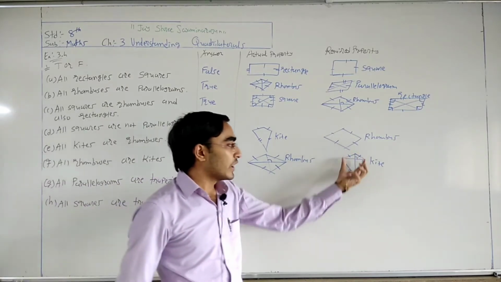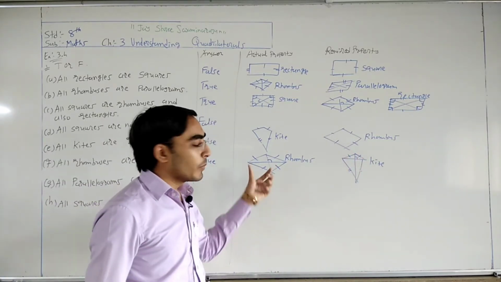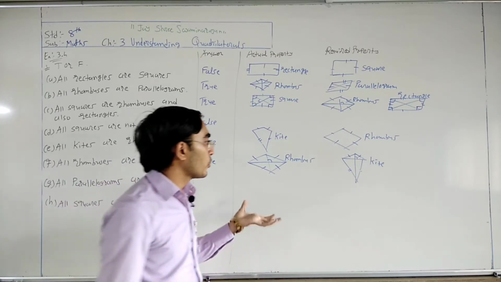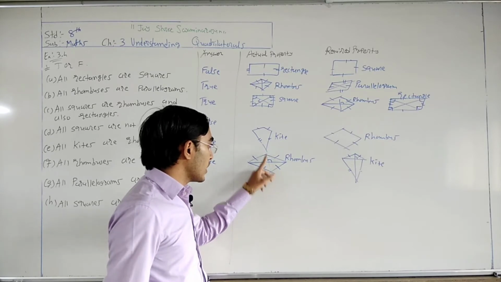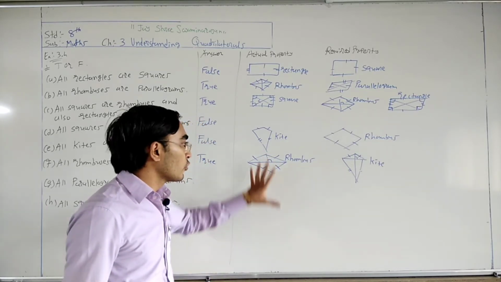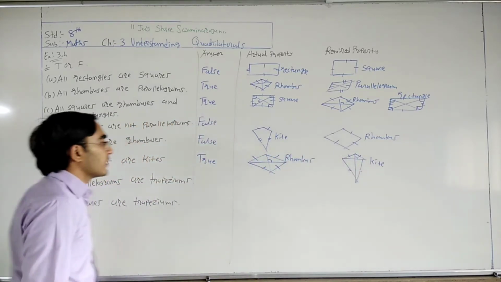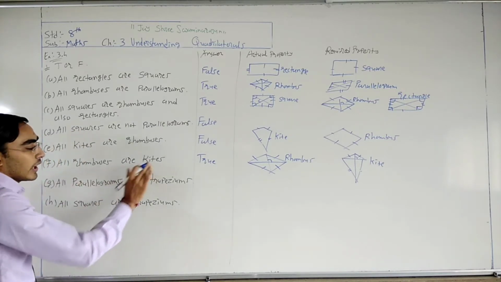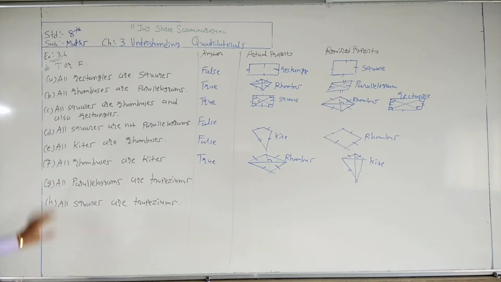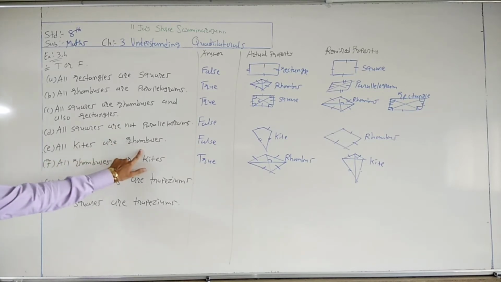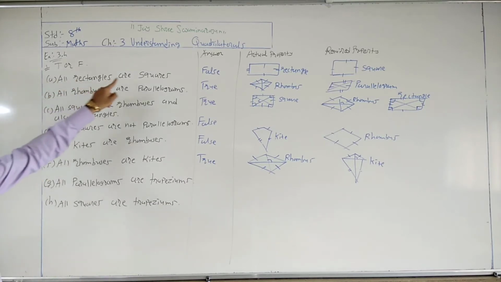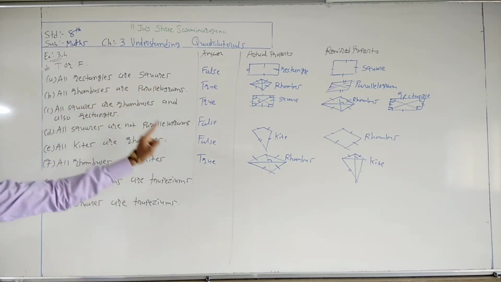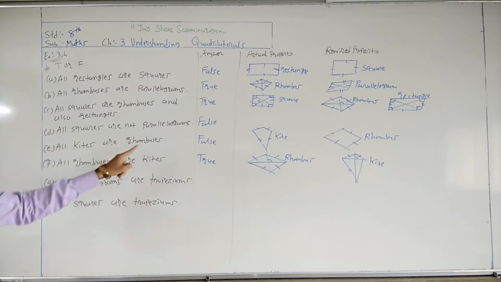For a kite we want adjacent sides equal; in a rhombus all four sides are equal. Here we want diagonals intersecting at 90 degrees, and the rhombus has that too. So a rhombus follows all the properties of a kite, and all rhombuses are kites. So again, all rectangles are not squares, but all squares are rectangles. All kites are not rhombuses, but all rhombuses are kites.